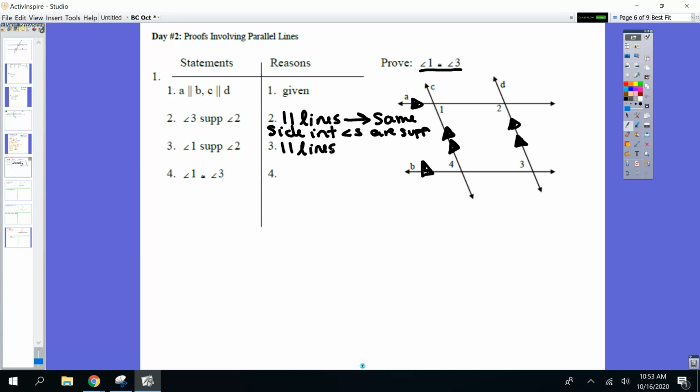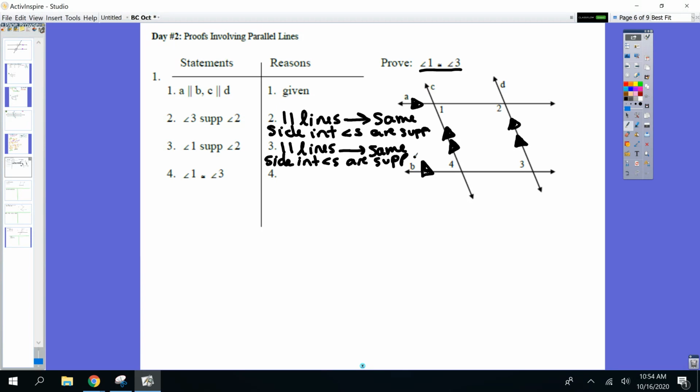So if some of you are asking right now, yes, I could have bunched them all into one step because they have the same reason. So same side interior angles are supplementary. All right? Okay. Now why is 1 congruent to 3?